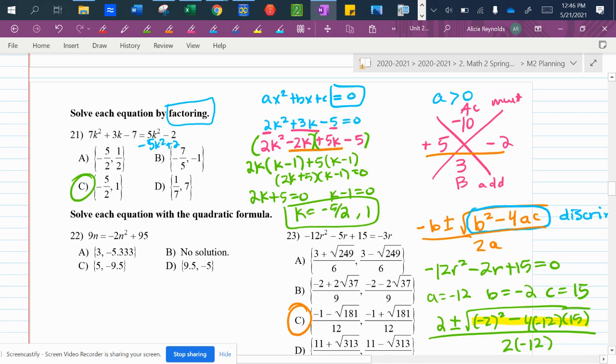21, this one was factoring by grouping. I need to make sure that my equation is equal to 0 before I try and factor. I need to use AC product and grouping to get my factored form, set it equal to 0, and solve using zero product property.